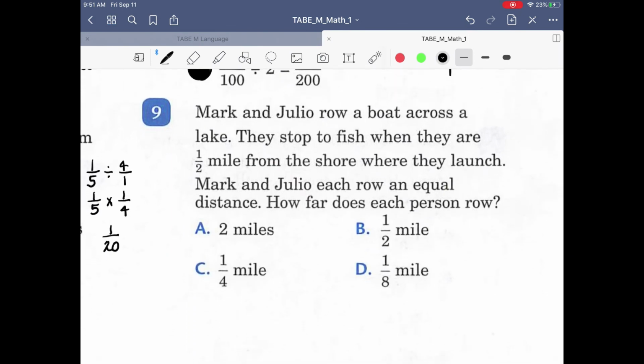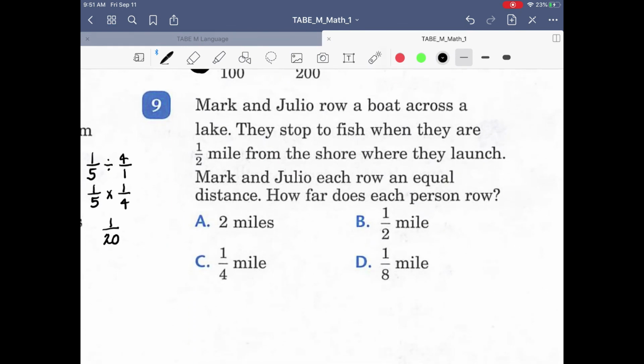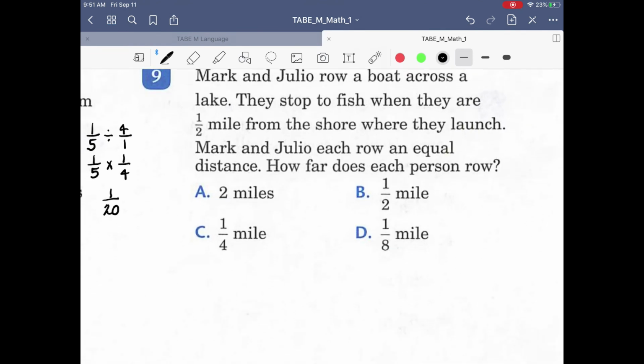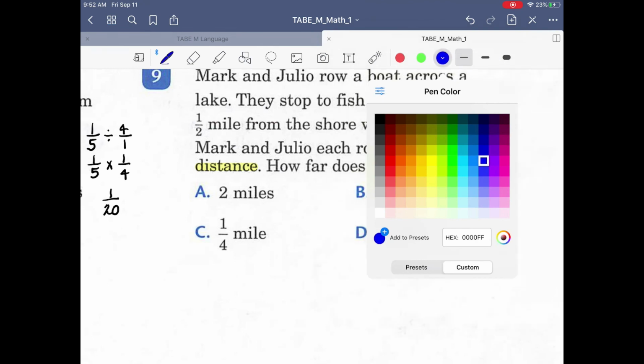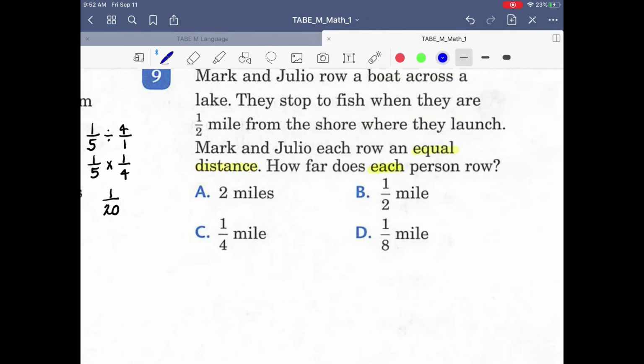Number 9. Mark and Julio row a boat across a lake. They stop to fish when they are 1/2 mile from the shore where they launch. Mark and Julio each row an equal distance. How far does each person row? So I definitely want to draw this one because to me, it's not the easiest problem to understand.